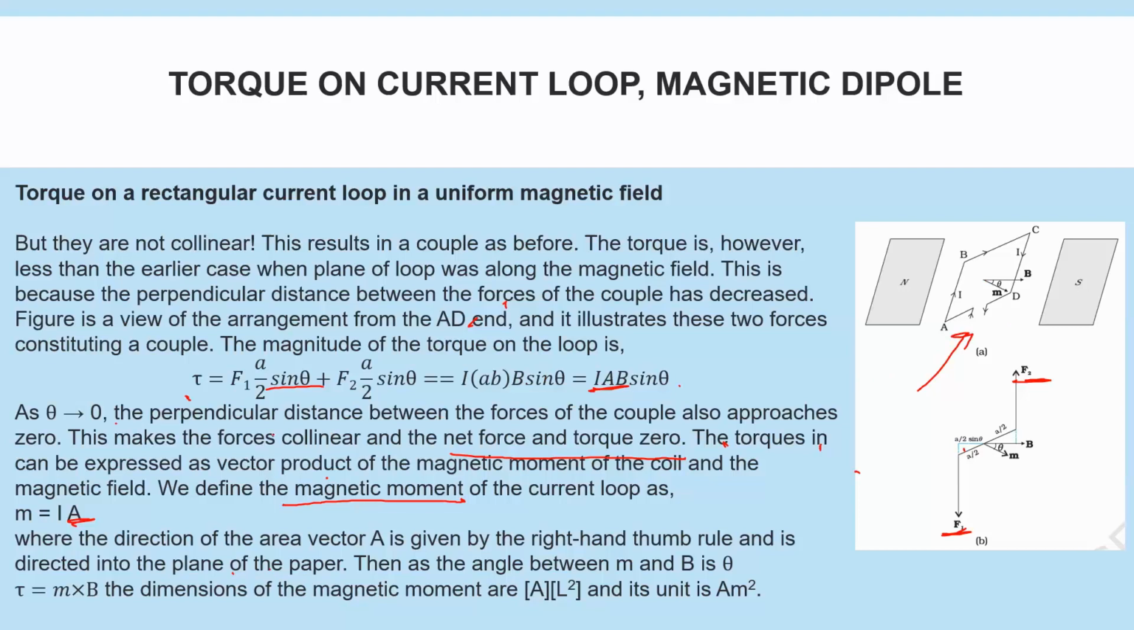Since the angle between M and B is theta, you can see we are using sine theta, so the torque is also a vector. What we are left with is a cross product between the magnetic moment and the field. The dimensions of this are ampere L square, and its unit is hence ampere meter square. So this is for the torque on a rectangular current loop.